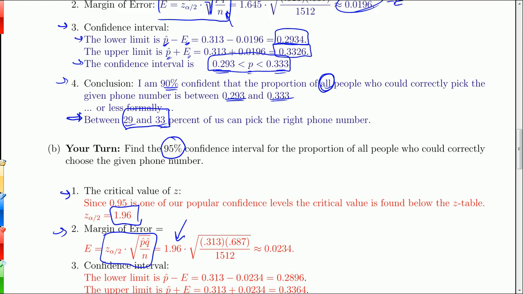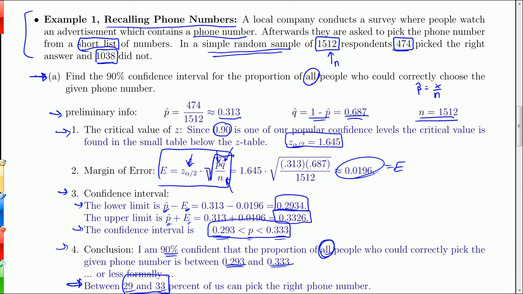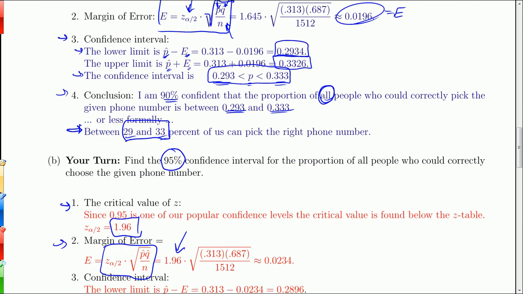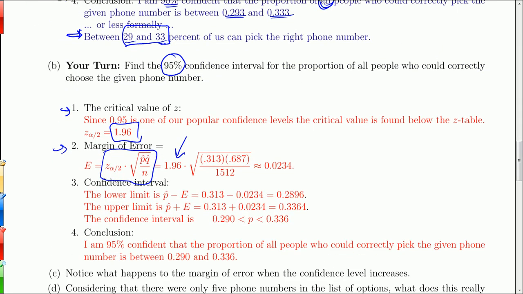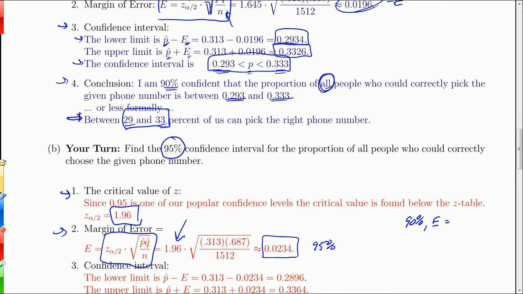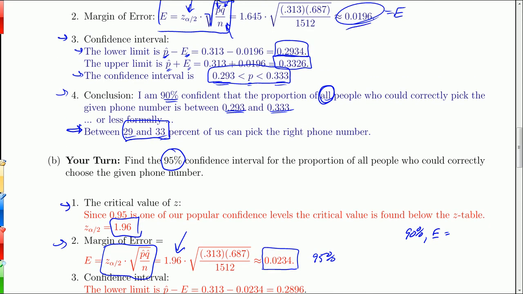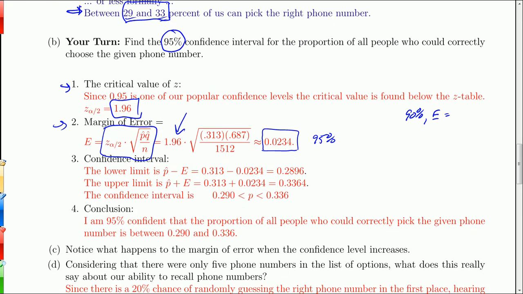Because we went from being 90% confident to this problem, which is 95%. And when you plug all those numbers in, you get a margin of error of 0.0234. And this is at the 95% confidence level. If you looked at the 90% confidence level from above, we had a margin of error equal to 0.0196.